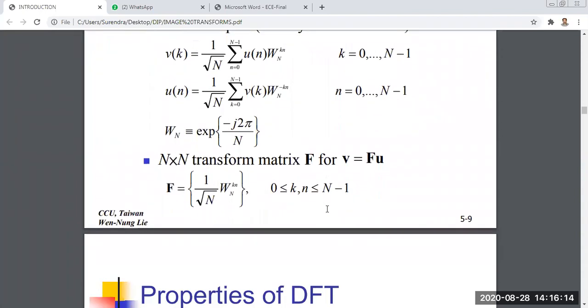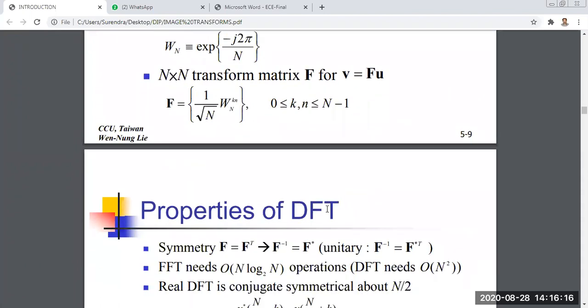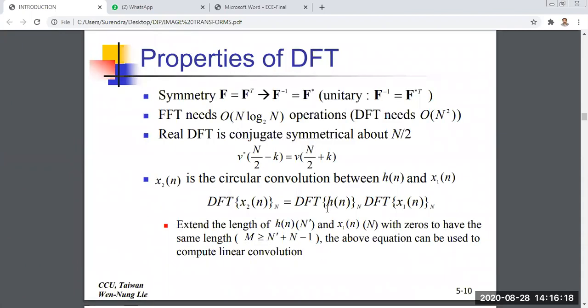Okay, there are some properties like your normal Fourier transform. That is the symmetry property, and the number of operations required. So what is the symmetry property? In the symmetry property, F equals F transpose, or F inverse equals F conjugate. So in unitary, the F inverse we generally get by F conjugate transpose.